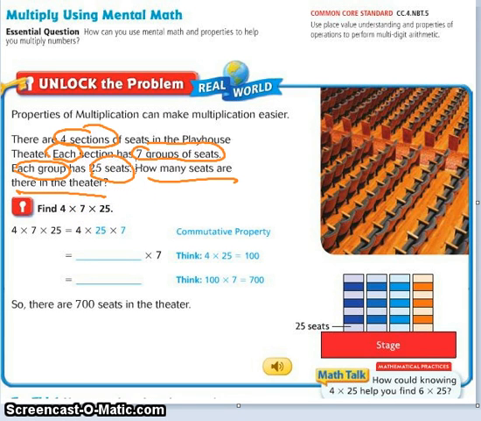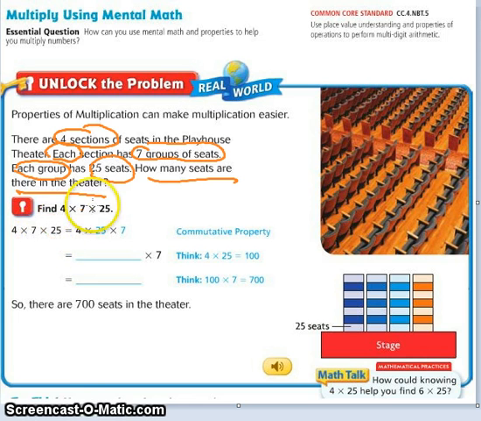4 sections. Each section has 7 groups. Each group has 25 seats. We're looking for a total, so we're going to multiply. So here's what our equation would look like: 4 times 7 times 25.